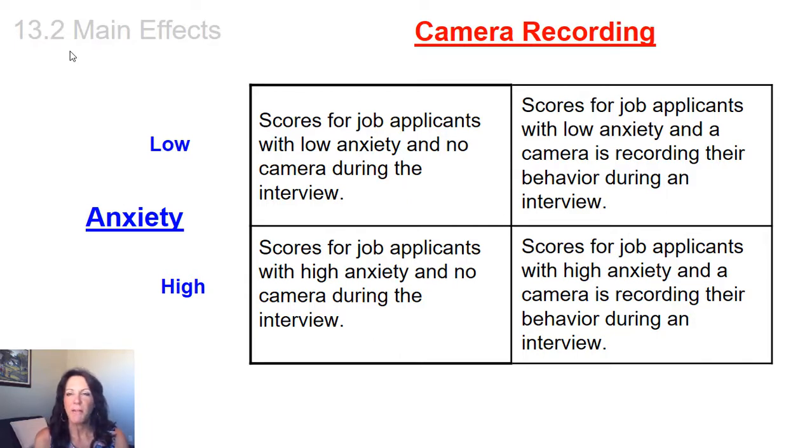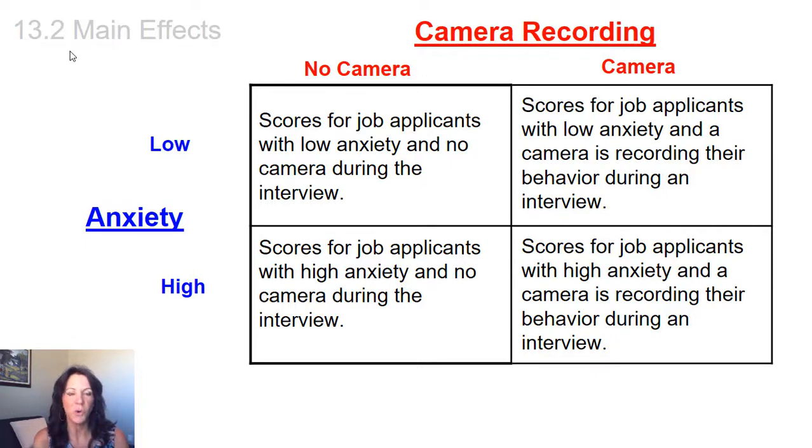Then we also have another factor called camera recording. And camera recording has two levels, no camera or camera. So in this particular situation, job applicants were applying for a job and they were scored on their performance in the interview. That's the dependent variable. Some of the applicants had a camera recording them and some of the applicants did not have a camera recording them. So the factor B factor has also two levels, no camera and camera.